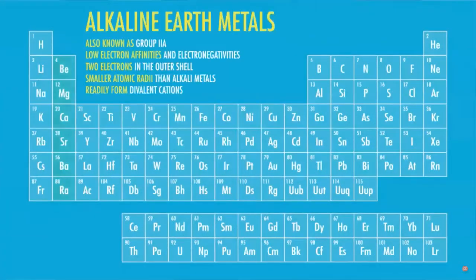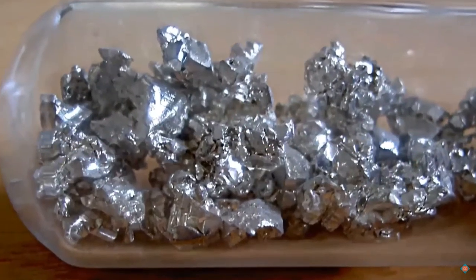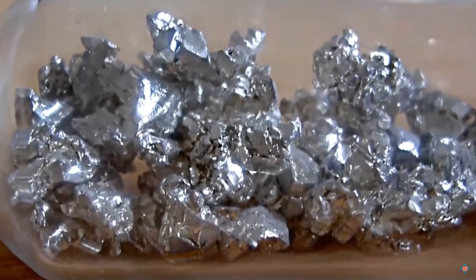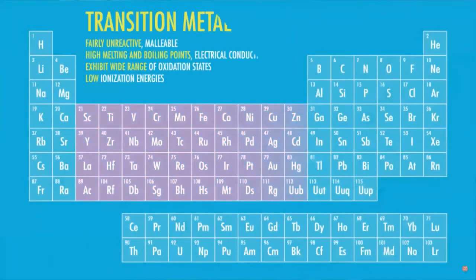Next, you have the alkaline earth metals, reactive metals but not as reactive as the alkali metals, forming cations with 2 positive charges instead of just 1. Calcium, shown here, undergoes a very similar reaction to sodium and water, just a little more slowly, producing a little less heat. The middle body area of the table is made up of a nice solid rectangle of transition metals. These are the metals you think of as metals, with iron and nickel and gold and platinum.